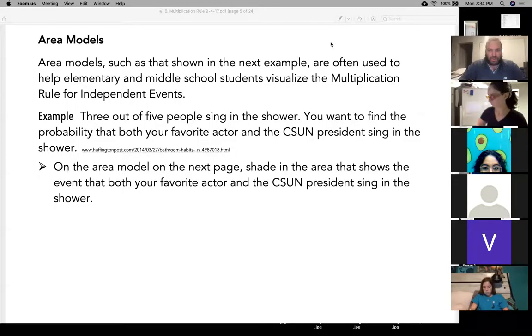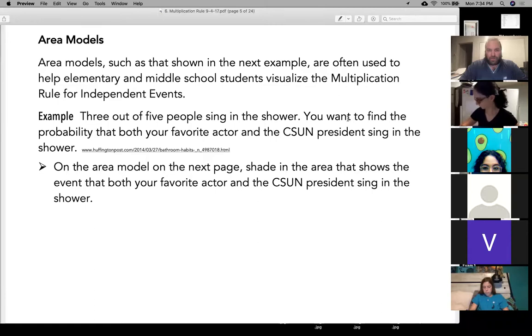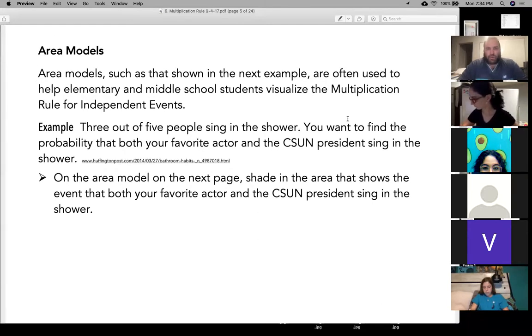So now we go to slide number 5. Slide number 5 says area models. Area models are often used to help elementary and middle school students, and even beyond that, visualize the multiplication rule for independent events. So let's see how.